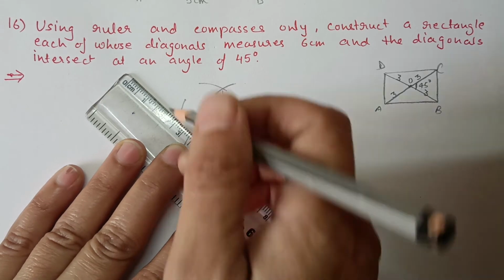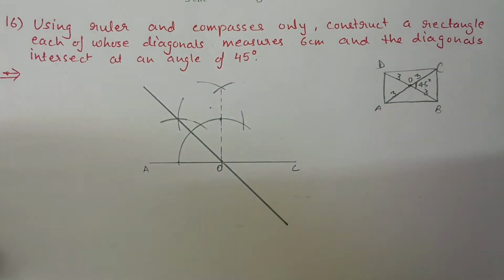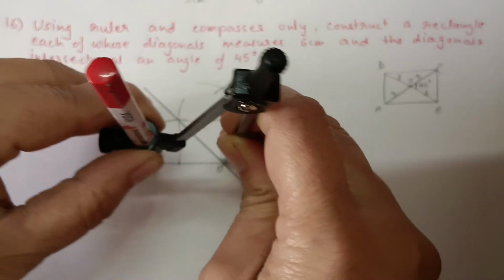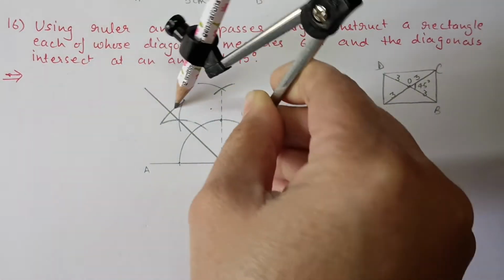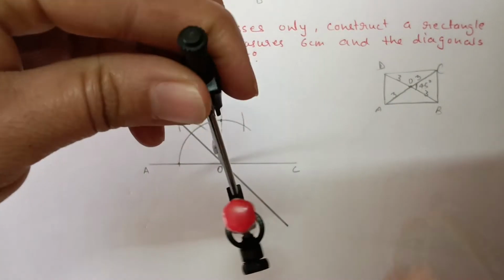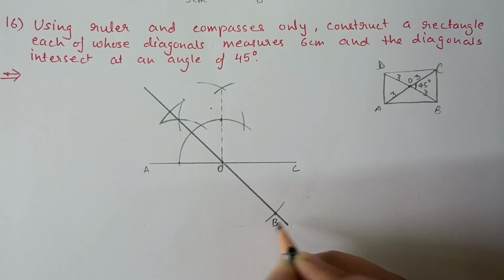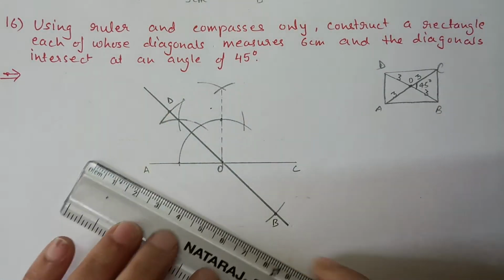Now draw the other diagonal and extend in both directions. This diagonal is also 6 centimeter. So 3 centimeter we will take, and a 3 centimeter arc in the up direction, a 3 centimeter arc in the down direction. So we will get another 2 points. This is point B and this is point D. Now we can complete this.